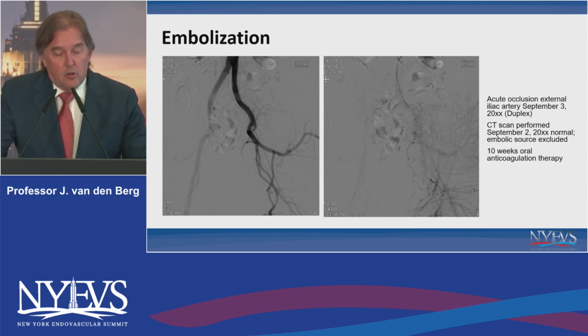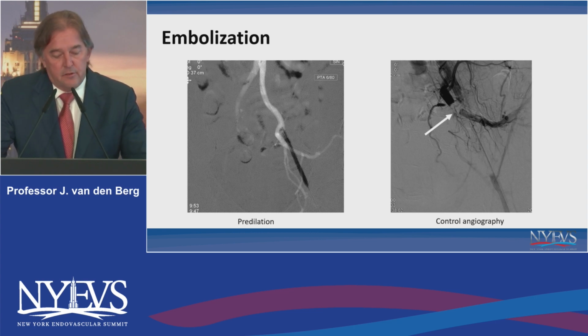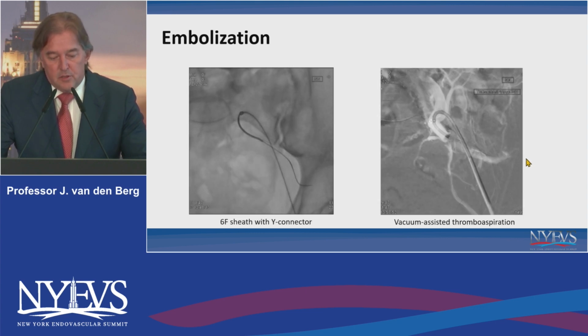The patient had claudication but was still manageable, and we sent him away on oral anticoagulant therapy for 10 weeks, and then he came back for the recanalization. And this is what happened after the predilation of the external iliac artery after crossing: huge embolization into the internal iliac artery that then of course needs to be treated.